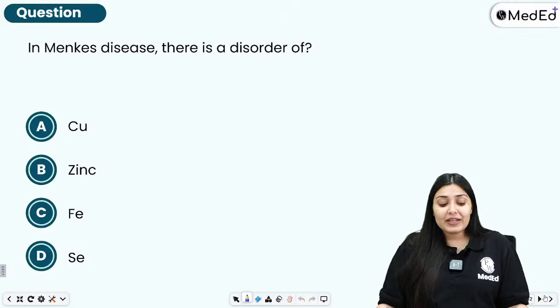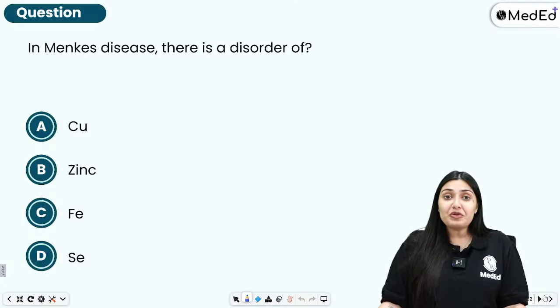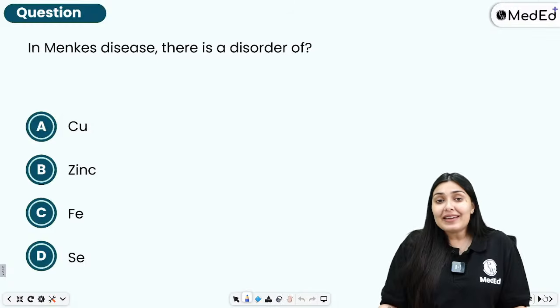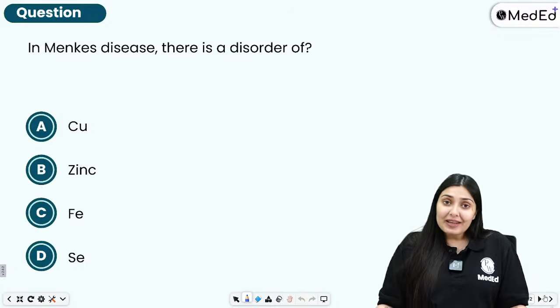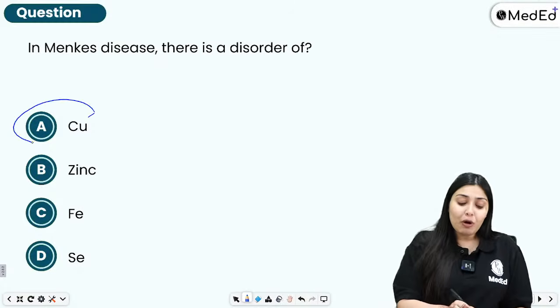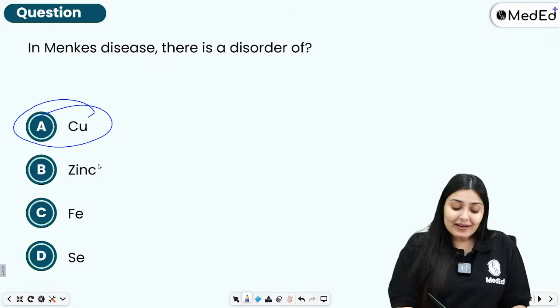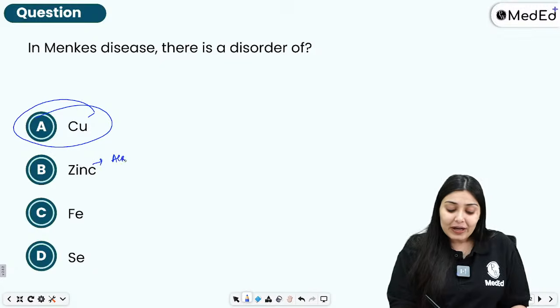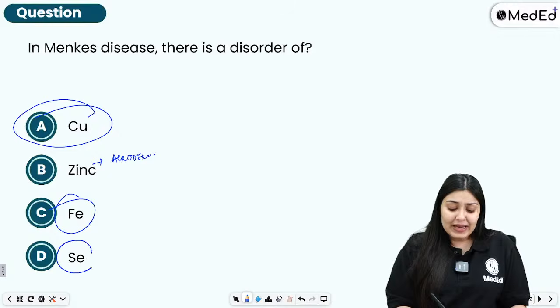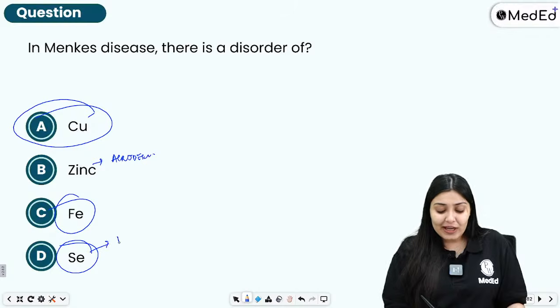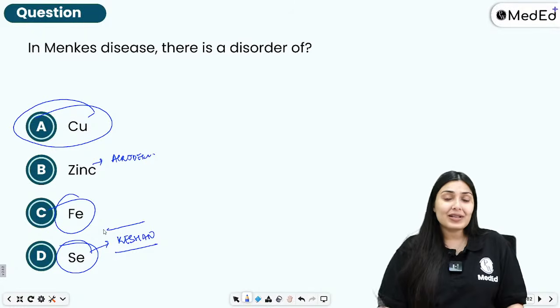Now let's move to the next question, a micronutrient deficiency question. In Menkes disease, there is a disorder of copper, zinc, iron, selenium. Menkes disease, we all know it's copper deficiency. What is zinc deficiency? Acrodermatitis enteropathica. Iron deficiency leads to your iron deficiency anemia and other problems. Selenium deficiency leads to Keshan's disease that affects my heart, cardiomyopathy and bones, arthritis.